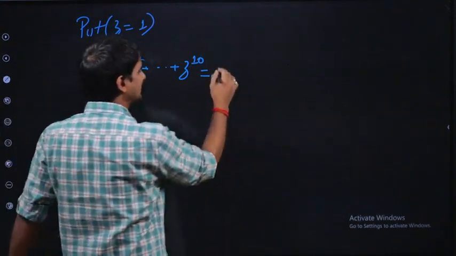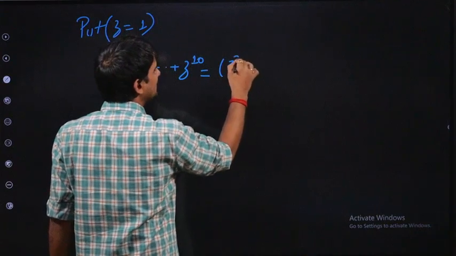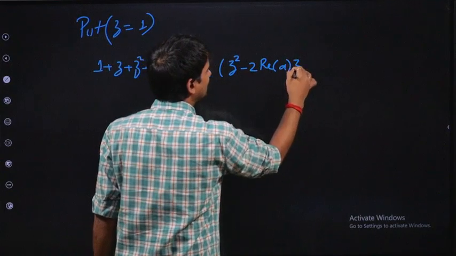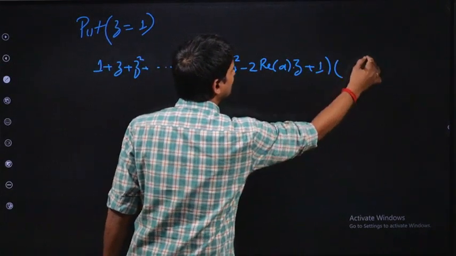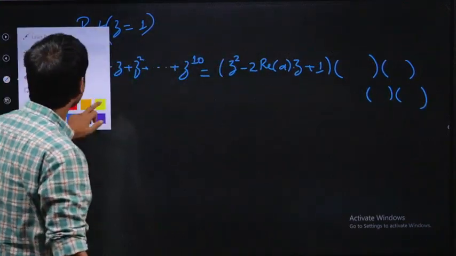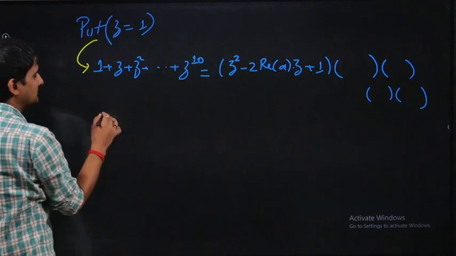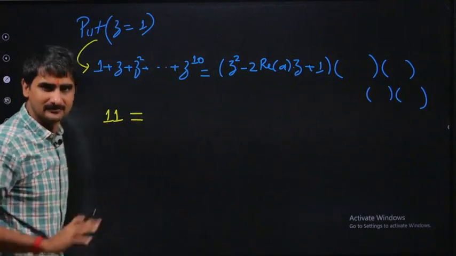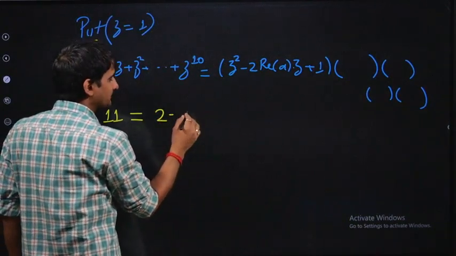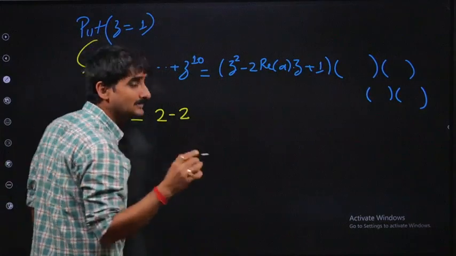So that's the series we get. I am just writing it here again: z square minus 2 times real part of alpha times z plus 1. Similarly, there are 5 such brackets. Now put z is equal to 1, so you have 11 here. Fair enough? Put z is equal to 1, so 2 minus 2 times real part of alpha.